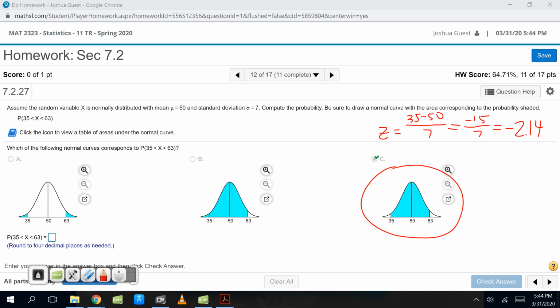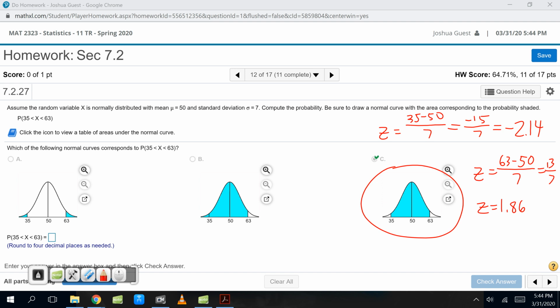Is that what that is? Let me get my calculator back out. All right, 15 divided by 7 is 2.142, yeah, so 2.14. All right, and then for 63, z is going to be 63 minus 50 over 7, so it's going to be 13 over 7, which is 1.86, I think. Let's see, 13 divided by 7 is 1.857, which is 1.86. So that z-score is 1.86.